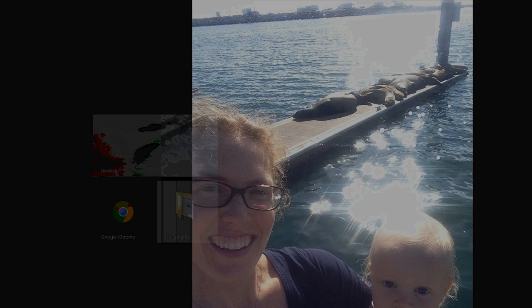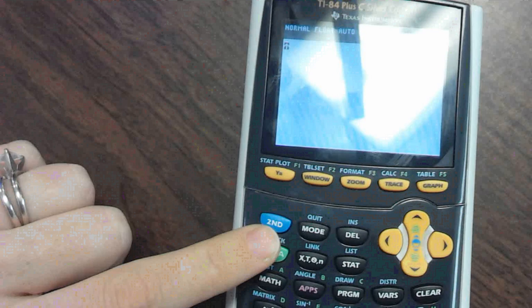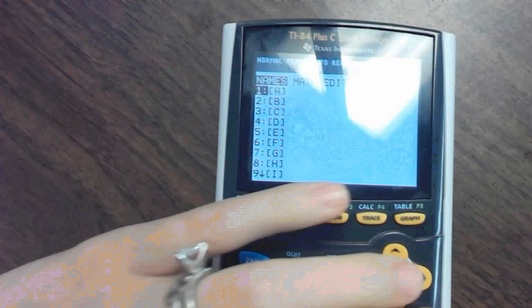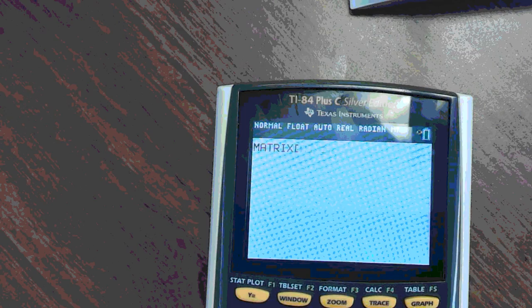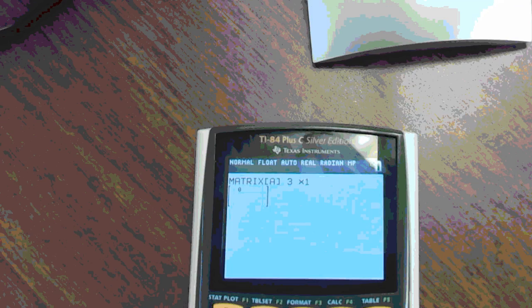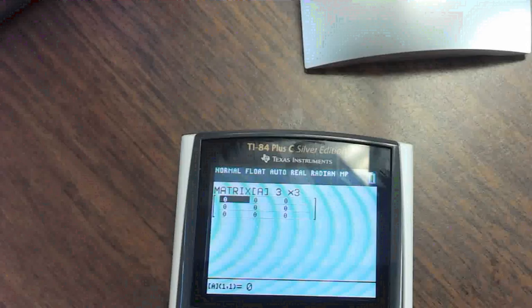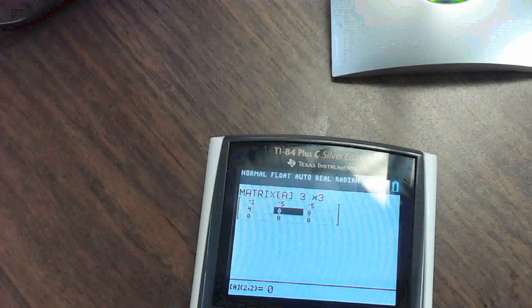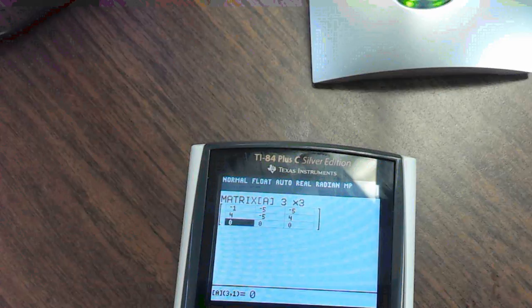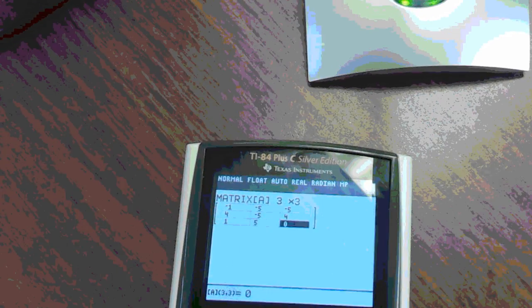Okay, let's see if the camera is working for that last one. Aha. Okay. So here I am, and I'm going to hit second and matrix, and I need to go over to edit, and I can press 1 for A, and it is a 3 by 3. Enter, 3 enter, and it was negative 1, negative 5, negative 5, 4, negative 5, 4, 1, 5, negative 1.